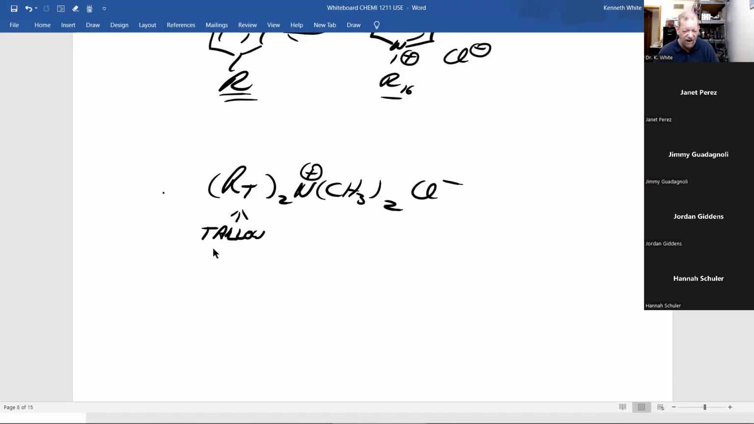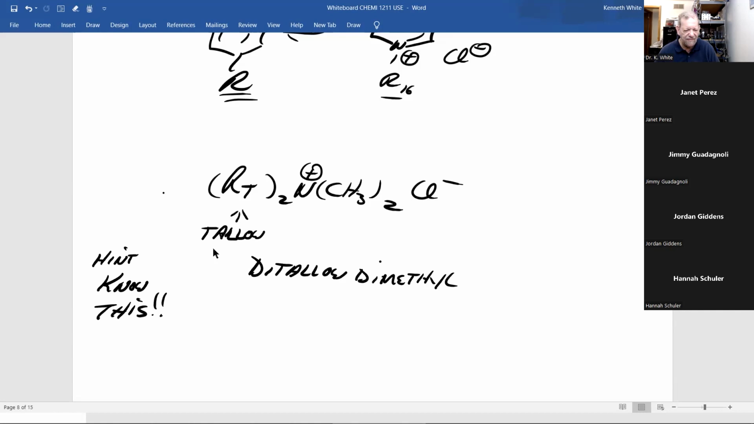And this would be called ditallow, dimethyl, and you should know this. Hint. Ammonium, it's a quaternary ammonium salt, chloride. Until about 10, 15 years ago, this was the only molecule used for, are you ready for this? Fabric softeners. And when I was at AXO, we were one of the world's largest suppliers of dimethyl ammonium chloride.